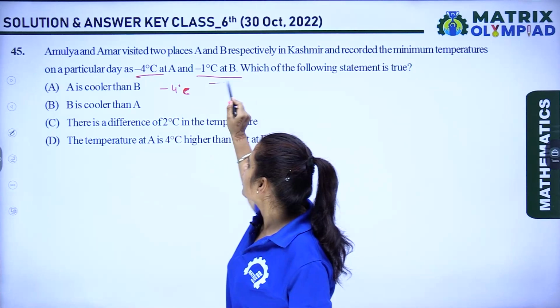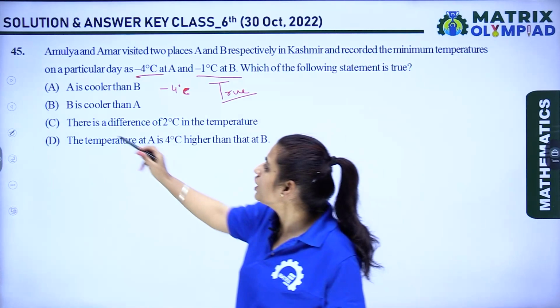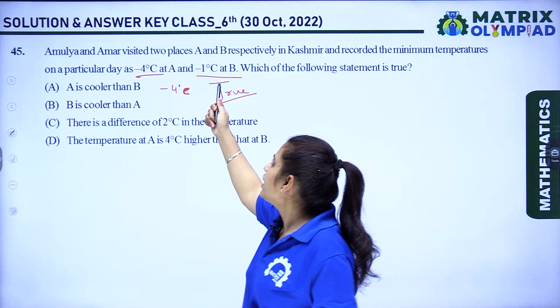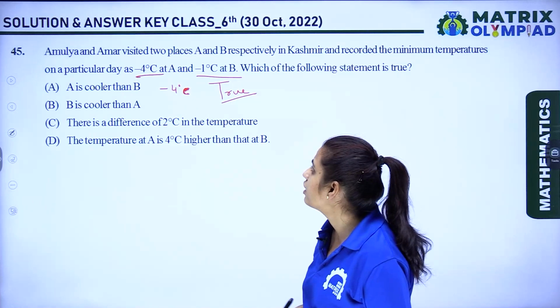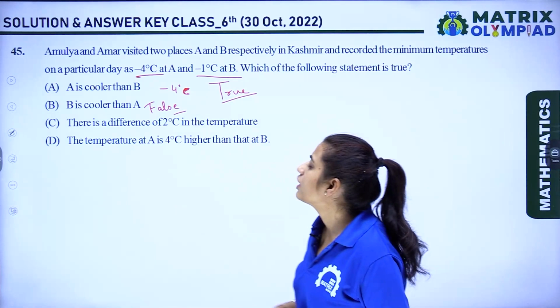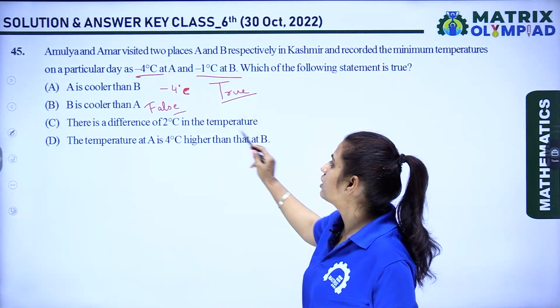The second statement is, B is cooler than A. B means minus 1 degree Celsius is cooler than minus 4 degrees Celsius. No, it is not correct, because minus 1 degree Celsius is greater than minus 4 degrees Celsius. So this statement is false. Next is, there is a difference of 2 degrees Celsius in the temperature.